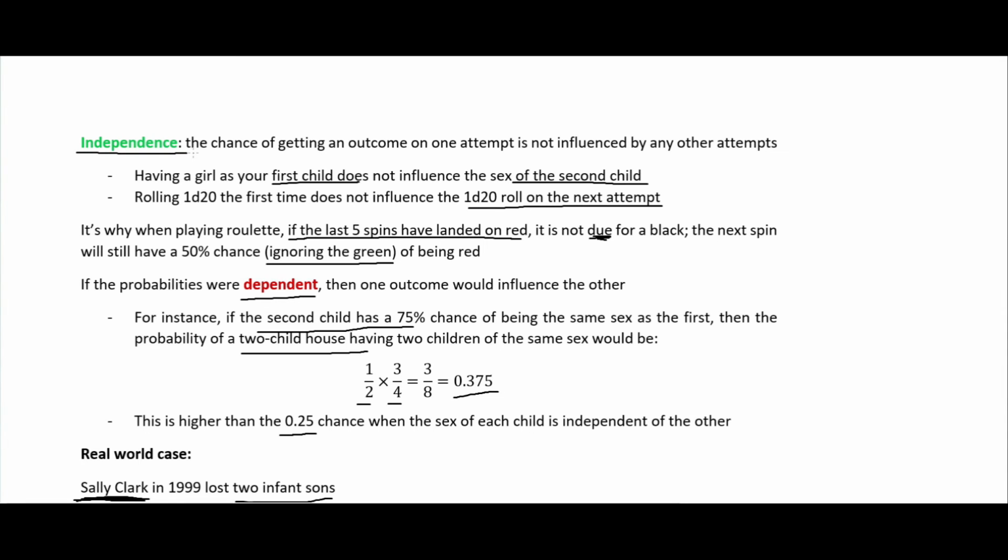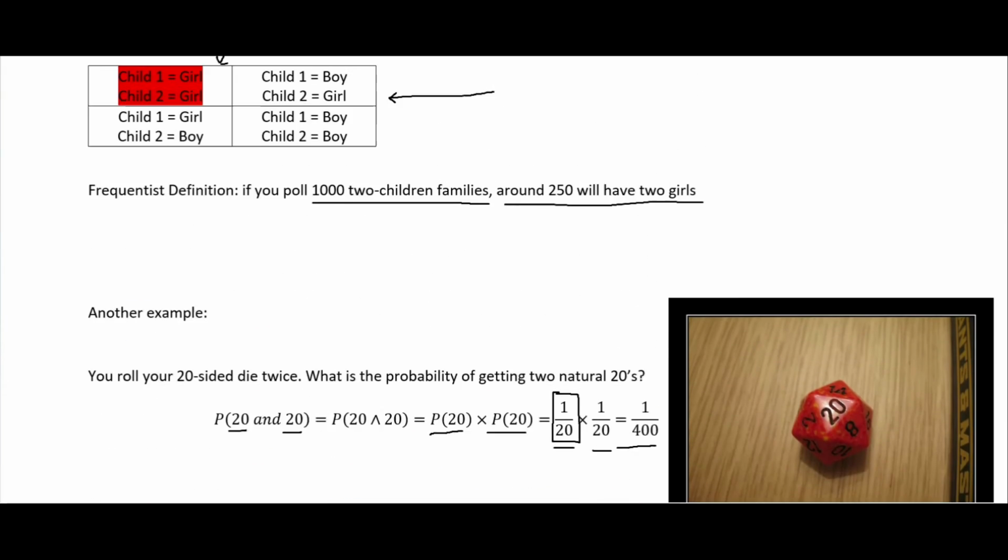But for now, we could think of independence as getting an outcome on one trial is not influenced by any of the other attempts or trials. And so that is sort of our working definition of independence.